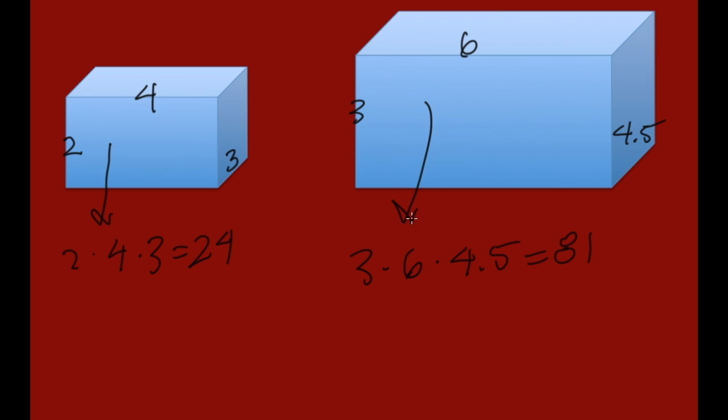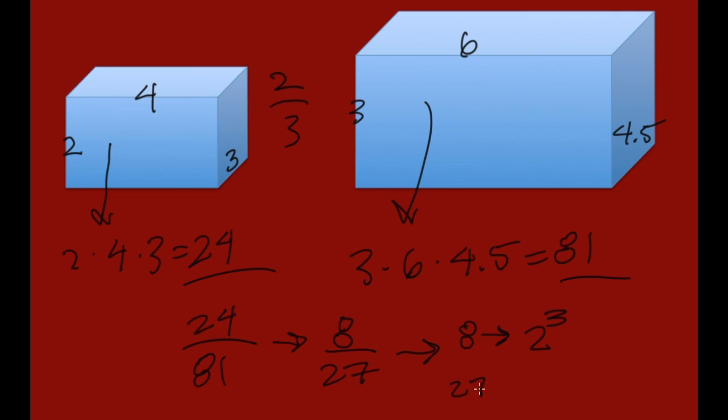Let's make a ratio out of these two numbers. We have 24 over 81. When we reduce that, we'll get 8 over 27. I remember back what our scale factor was, 2 over 3. What happens here? Look, 8 is just, what? 2 cubed. 27 is just, what? 3 cubed. Once again, blowing your mind, mathematics style.